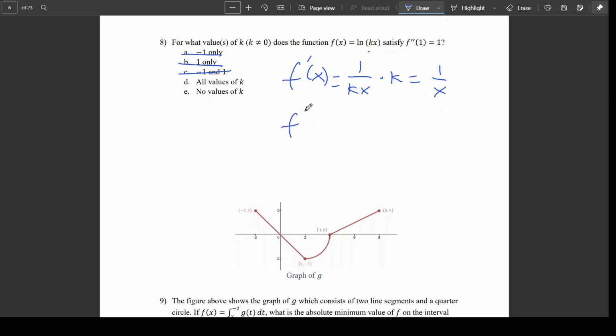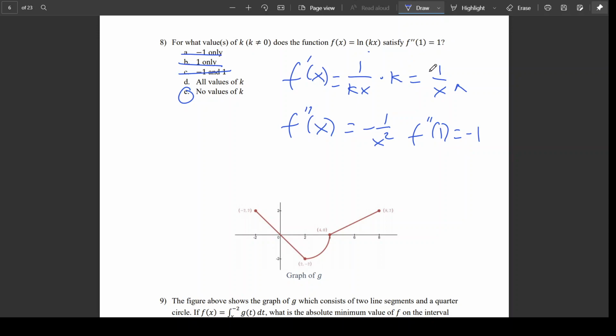So we'll find the second derivative of x, and we'll get, okay, that's going to be negative 1 over x squared, right? This is x to the negative 1, so you subtract 1 from the exponent and then do all that. So you get negative 1 over x squared. And then notice if I plug in 1 into here, I'll get f double prime of 1 equals negative 1. So f double prime of 1 is never going to equal 1 no matter what k is. That has nothing to do with anything. So the best answer here is actually no values of k, because no values of k will make this equal 1.